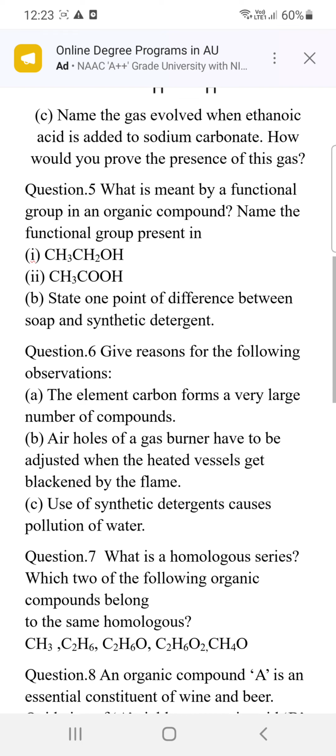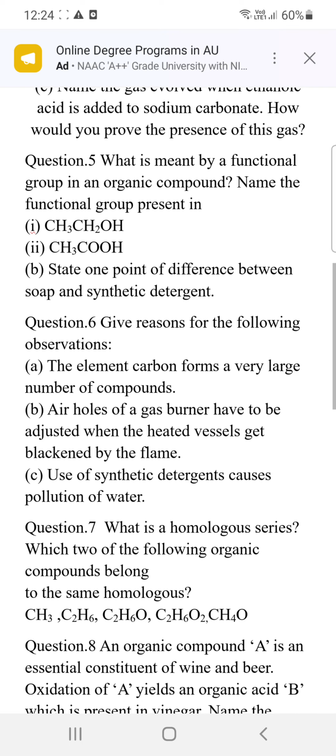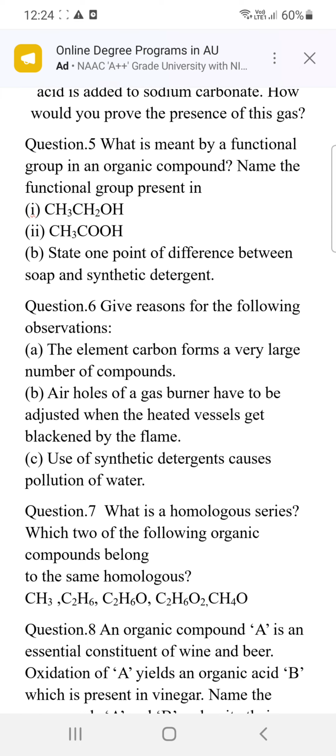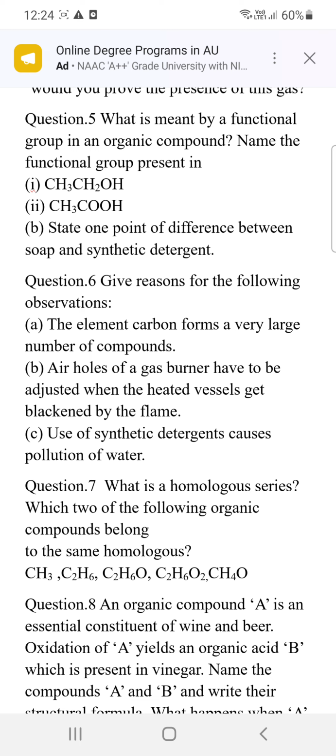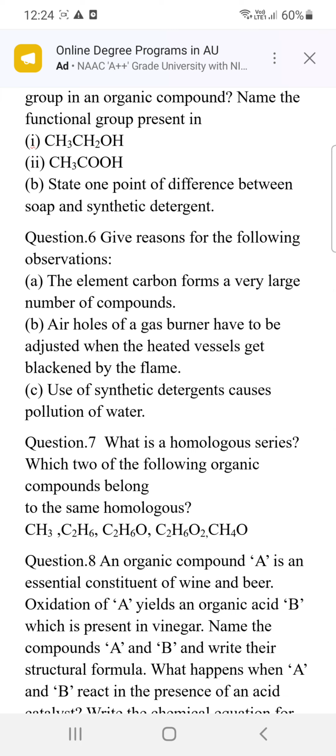Next is, what is a functional group? What is meant by a functional group in an organic compound? Basically, a functional group is the one which changes the properties of the whole organic compound. The exact definition you can refer to from your respective books. Name the functional group present in this. The first one, you can see OH is there, so OH means alcohol, and the second one, COOH, would again be a carboxylic group. What is the point of difference between soap and detergent?